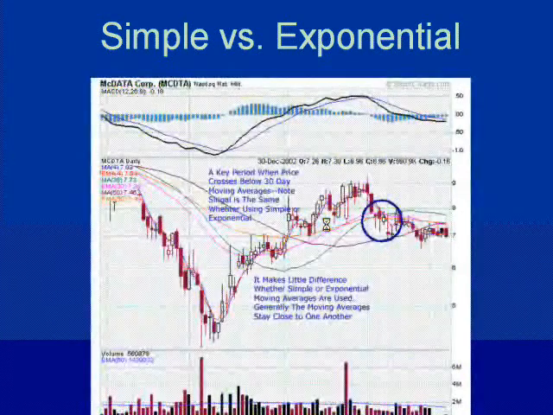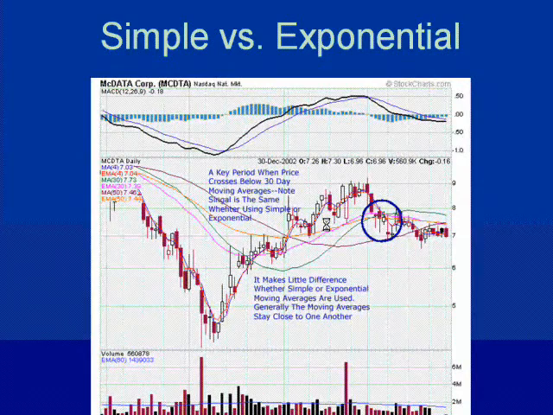So which one's better? Well, to be honest with you, neither is really better. They're both going to do the same thing. As you can see here, they both show the same thing, with a little variance as far as how close one is to the stock rather than the other. I personally like to use the exponential moving average for some of my charts and the simple moving average on different charts. You as a trader are going to have to make your own decision on which one you find more reliable.